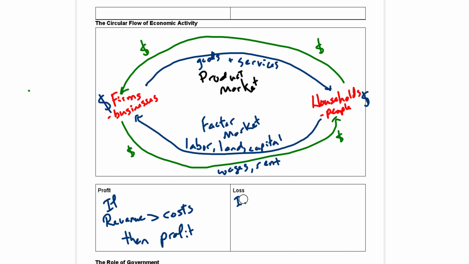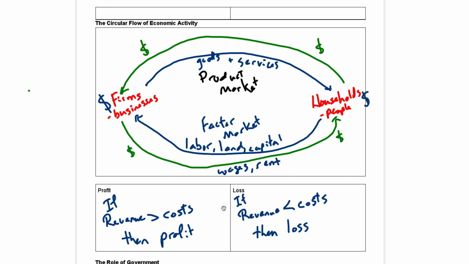Loss is just the opposite. If revenue, that money in the cash register, is less than your costs, meaning you've made $500 selling donuts, but your costs, your rent, plus paying your workers, plus your insurance, all the bills you have to pay, are more than $500, if costs are greater than revenue, then you have a loss. And you can do one of two things. You can say to yourself, things will be better tomorrow, I can handle this loss. Or you can decide, I need to get out of this business and do something else. We're going to get to that next unit.